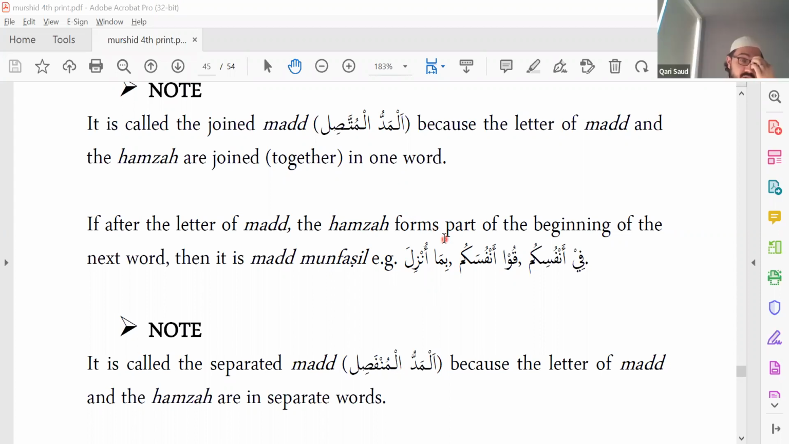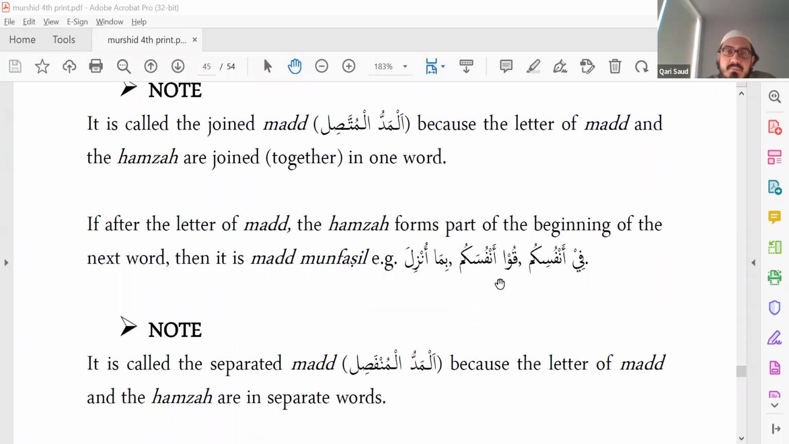One person answered in the chat box. I think it was the sister Zulaykha. So there is an alif, right? It's followed by what? Hamza. Is it in one word or two words? Two words. Therefore, it's called mad munfasil. Okay. Where's the mad letter here?